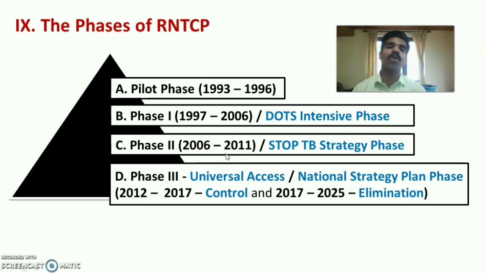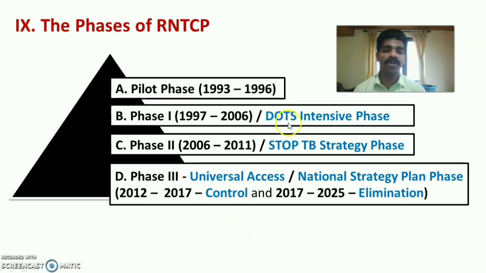Phase 2 of RNTCP is also known as the Stop TB Strategy phase. Then the third phase of RNTCP includes the Universal Access or National Strategic Plan phase. There are 2 National Strategic Plan phases. First is the control phase and second is the elimination phase. The period of the control phase was between 2012 to 2017, and the period of the elimination phase is between 2017 to 2025.